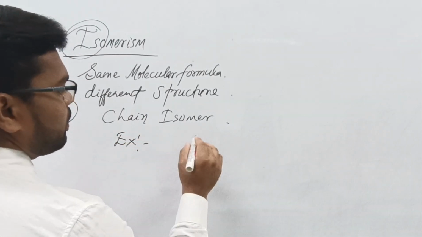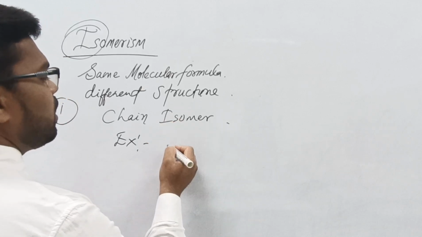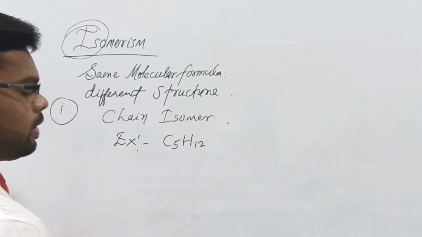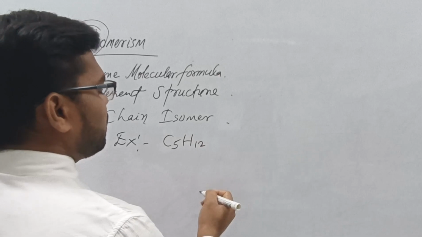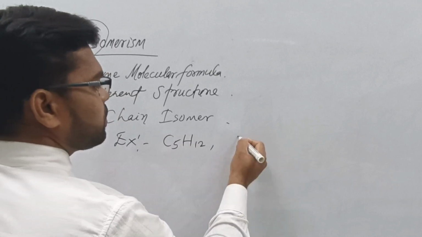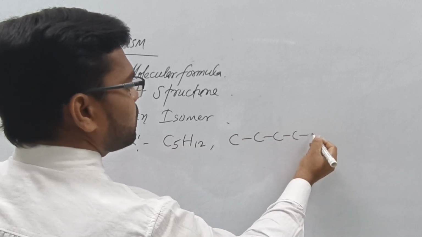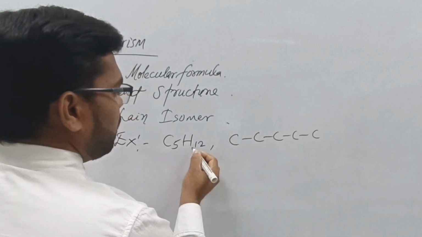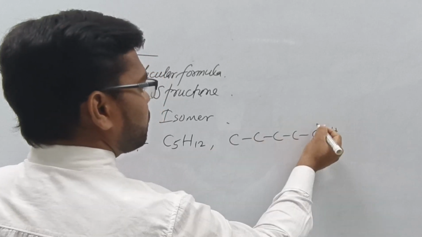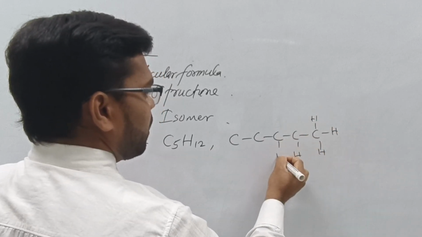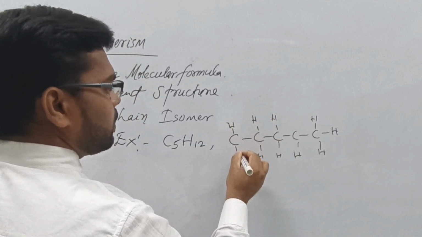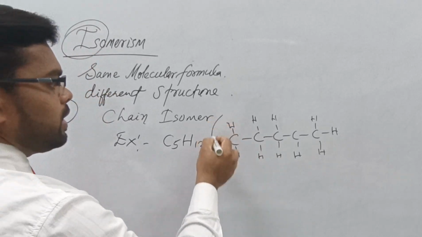If you write the molecular formula of pentane, it is basically C5H12. Yes or no? And if you like to represent it in the form of a chain, how many carbons? 5 carbons. So you can write 5 carbons here, 1, 2, 3, 4, 5, with hydrogens. How many hydrogens are there? 12. So you have to write 12 hydrogens.